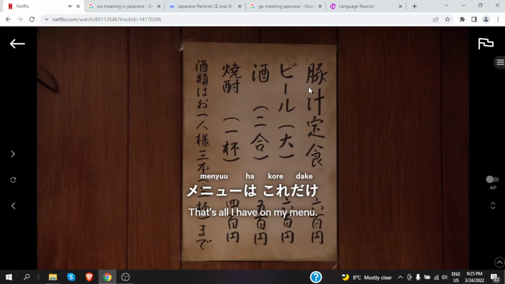Okay, so now from memory, not looking. This is tough. Menu wa. Okay, wa is emphasizing the subject. Menu wa kore dake. Kore this. Dake only. Simply. Menu wa kore dake. Alright, let's keep going.